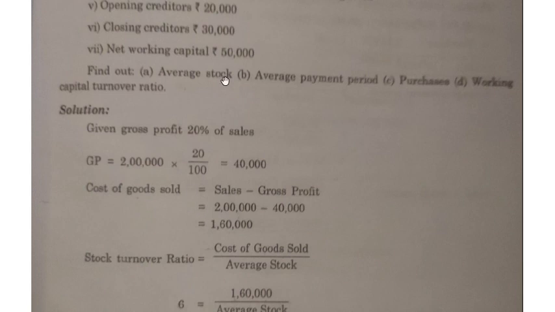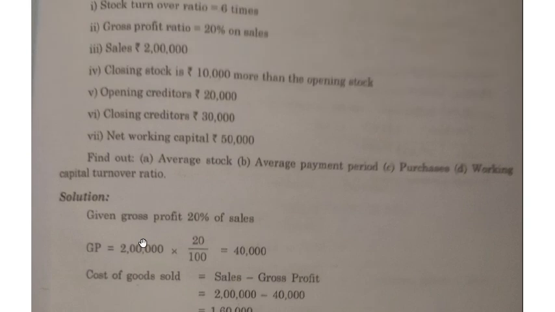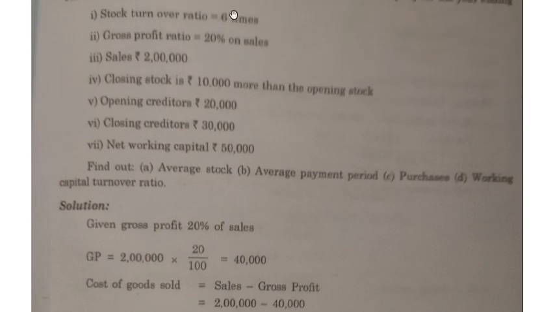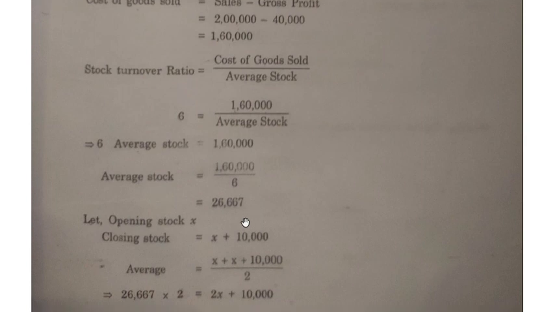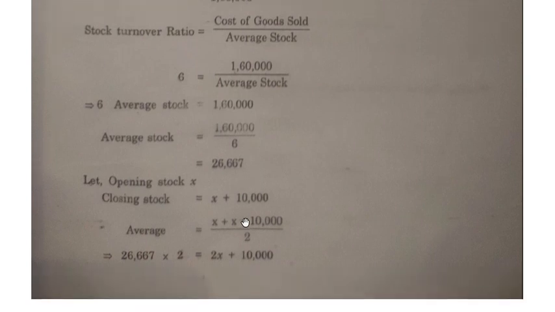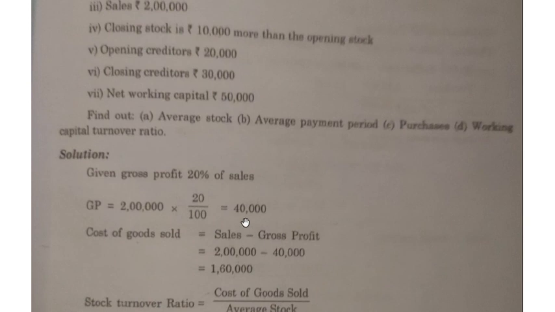So now if you see average stock, how are we supposed to calculate average stock? With the use of stock turnover ratio. In the formula we have average stock. So let us use stock turnover ratio. In the question they have given the stock turnover ratio to be 6 times. Okay, so 6 is equal to cost of goods sold, we have found out to be 1,60,000, divided by average stock. So if you cross multiply, you get your average stock to be 26,667.